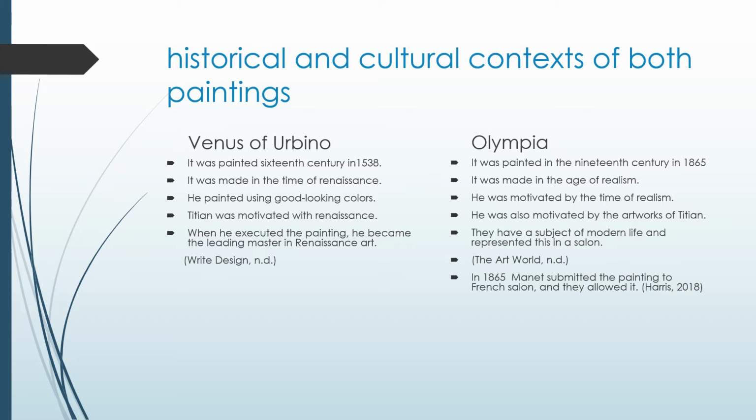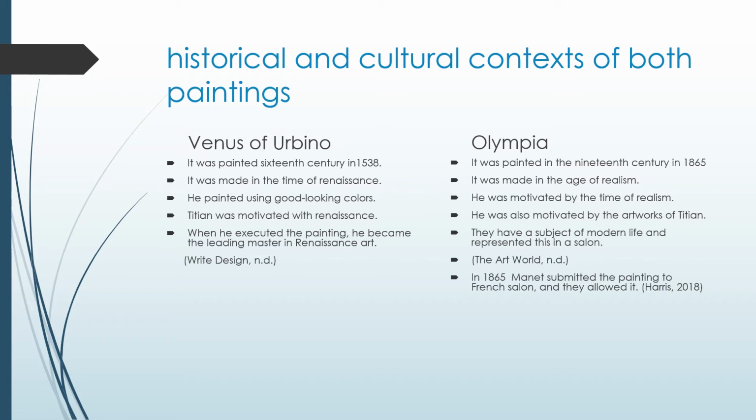As for the historical and cultural context of Olympia, it was painted in the 19th century, in 1865. It was made in the age of realism. Realism is when they were drawing paintings which are real. He was motivated by that time of realism because he was supposed to show real things. So he was motivated by that time, and he painted a painting in the style of realism. He was also motivated by the artworks of Titian.